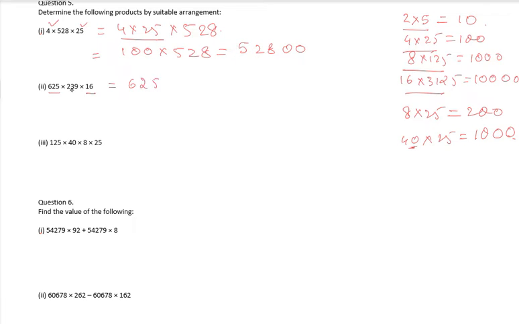The next is 625 into 16. 625 into 16 is equal to, I think I missed out, I made a mistake here. This should be 625. So 625 into 16 is equal to 10,000 into 239, which is equal to 239 and then the 4 zeros for the 10,000.